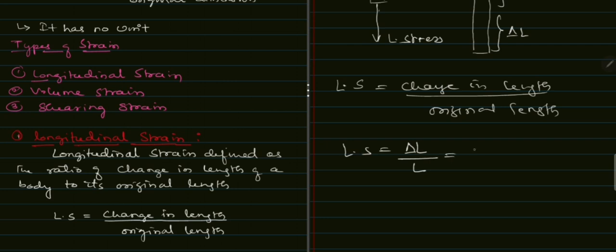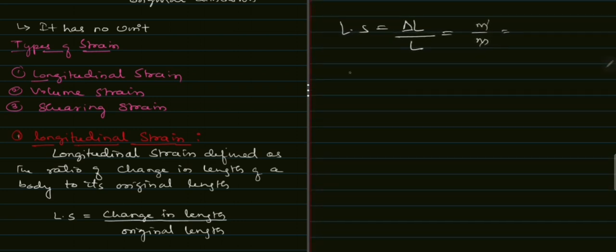So what is the SI unit? Delta L is in meters, and L is in meters, so they cancel. Then what remains? The strain doesn't have any units. So it is a unitless quantity. Strain is a unitless quantity.